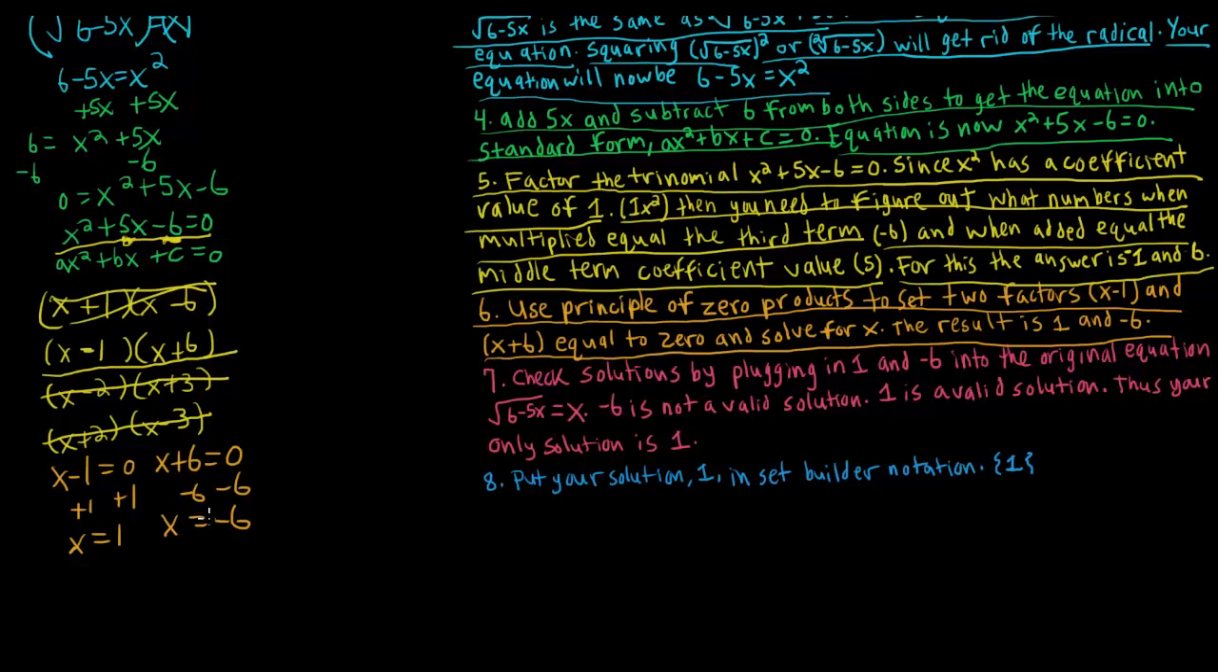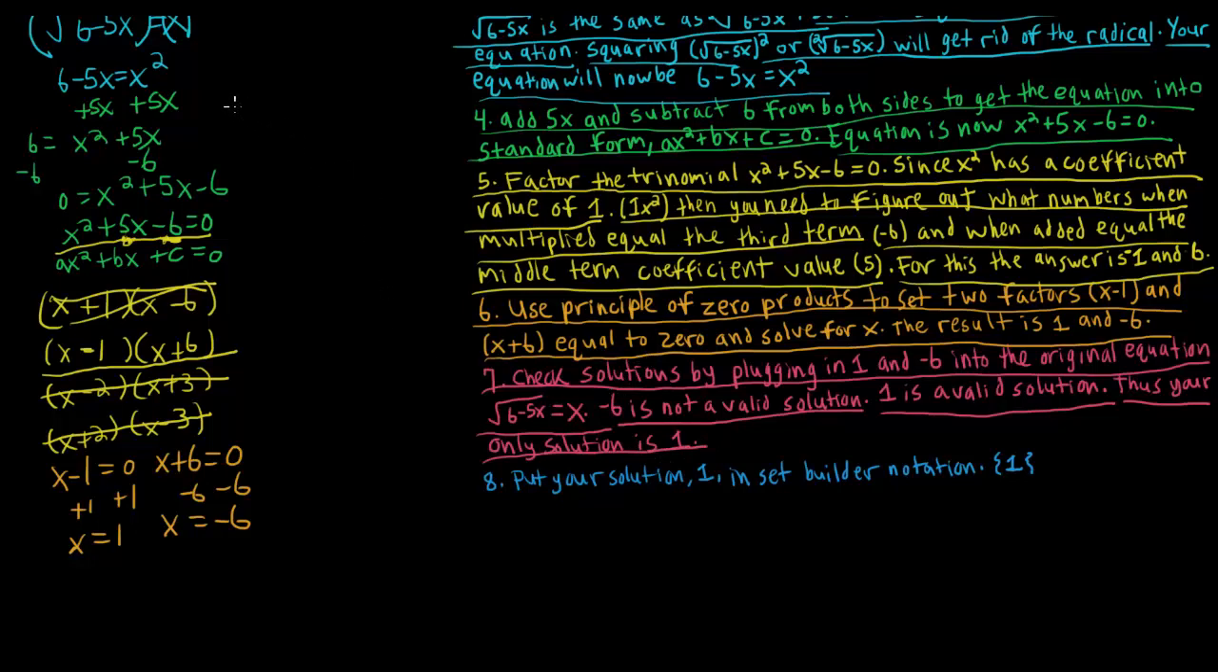And we can check these solutions according to step 7 by plugging in 1 and negative 6 into the original equation, square root of 6 minus 5x equals x. Once we do that, we'll see negative 6 is not a valid solution. We'll see that 1 is a valid solution, and thus your only solution is 1. So let's just do that. Let's plug in 1 and negative 6 into the original equation.